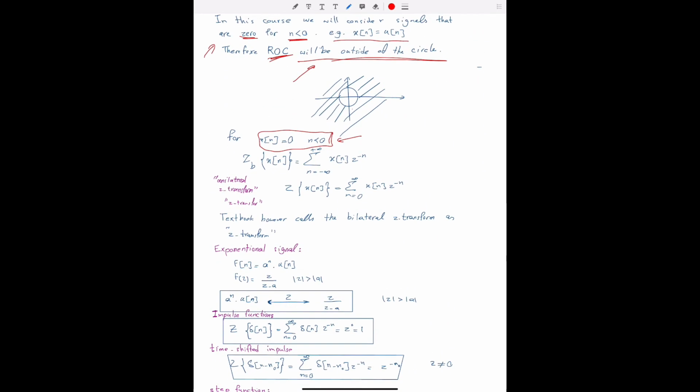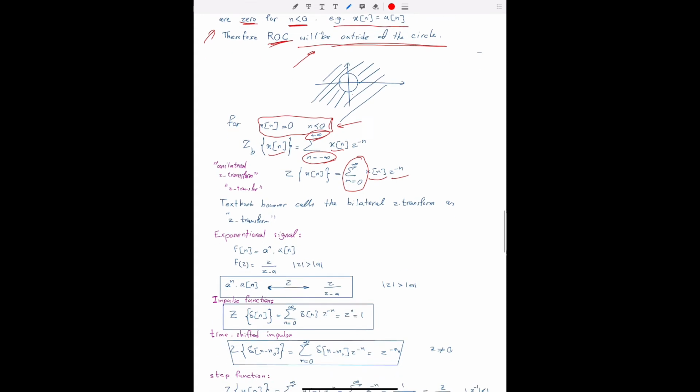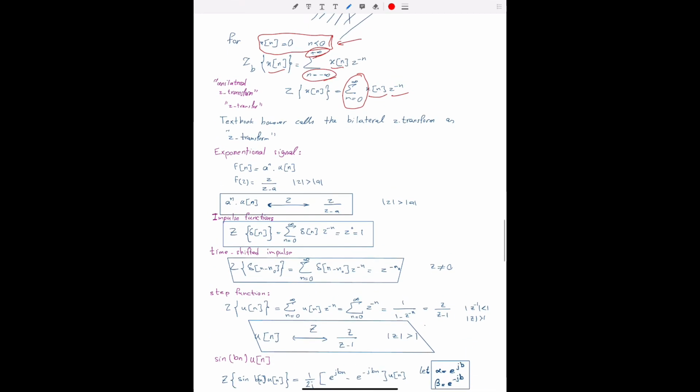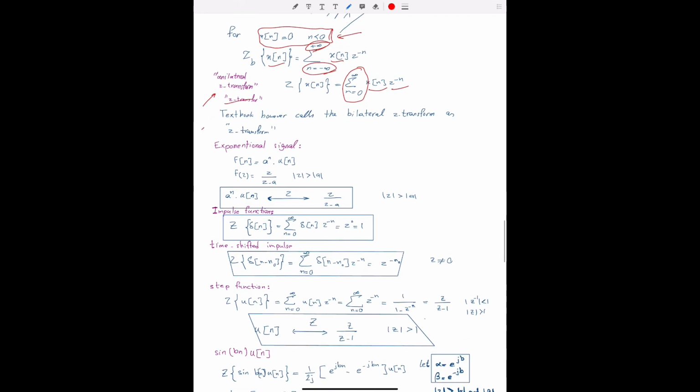And if we want to take a Z transform of that, because the Z transform was from n equals minus infinity to plus infinity, now we know that if n is negative, then the signal will be 0. So we can just write the sum from n equals 0 to plus infinity of x of n, z to the power of minus n. And so it becomes a unilateral Z transform, which we call the Z transform. However, the textbook calls the bilateral Z transform the Z transform. So when you're reading the textbook, note that when they talk about the Z transform, they mean the bilateral Z transform.